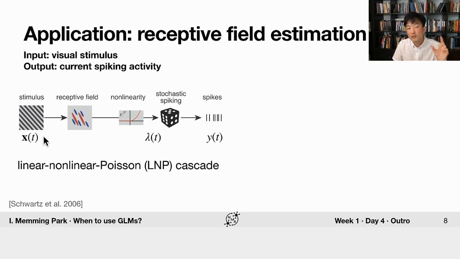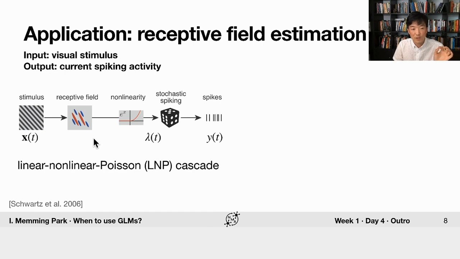So the stimulus at time t is going to be an image. Let's say this particular set of lines are shown to the animal, and we're going to try to model the relationship between the stimulus and the spikes that you're recording from a particular neuron, let's say in the visual system. If we model this as a cascade of a linear, nonlinear, and Poisson spiking, this is often called the LNP cascade.